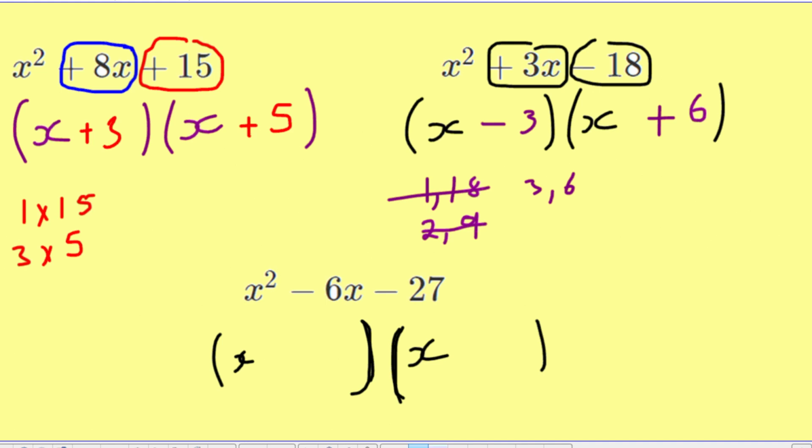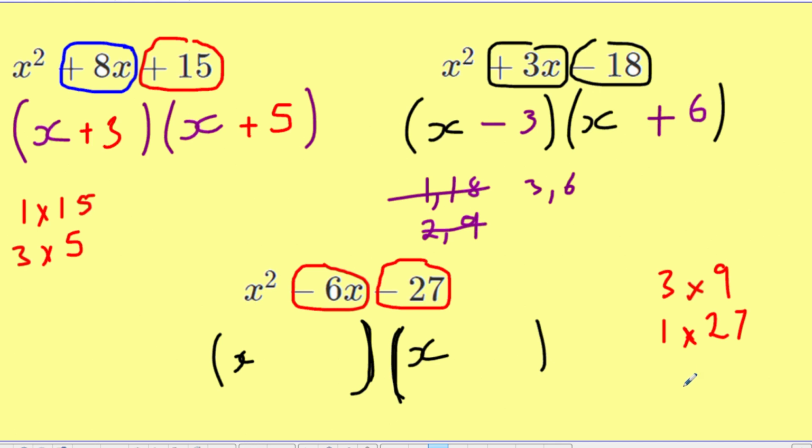They'll do the job, won't they? So two numbers that multiply together to make minus 27, which add together to make minus 6. So think of our numbers that make 27. We've got 3 times 9, 1 times 27.